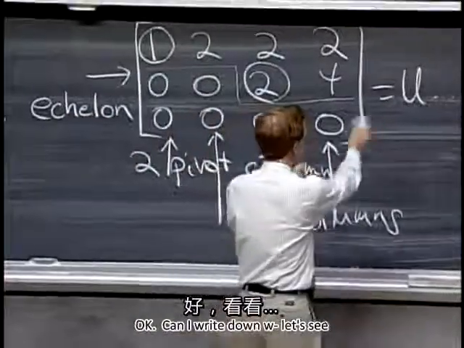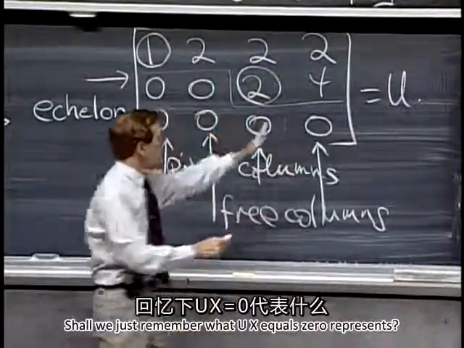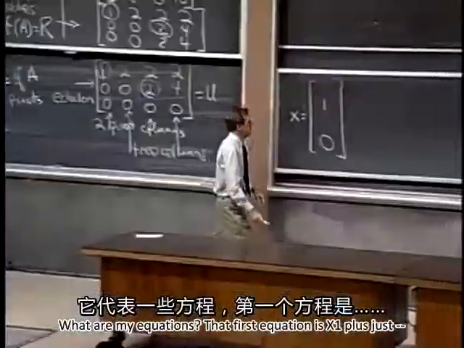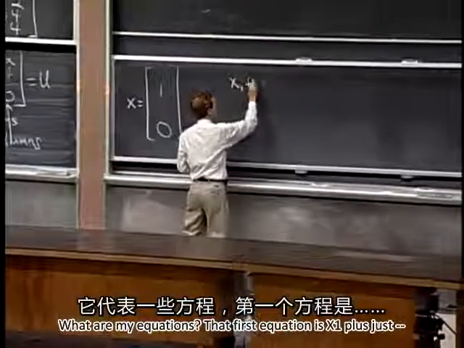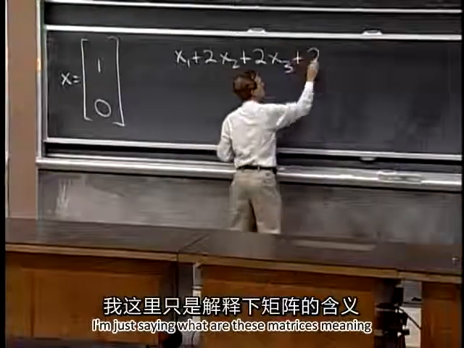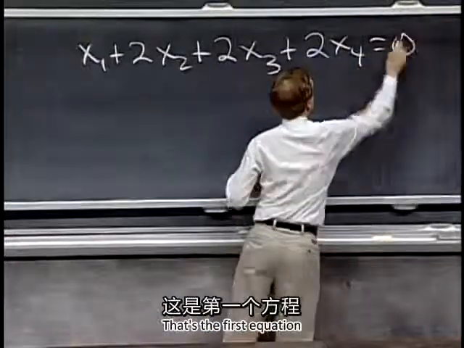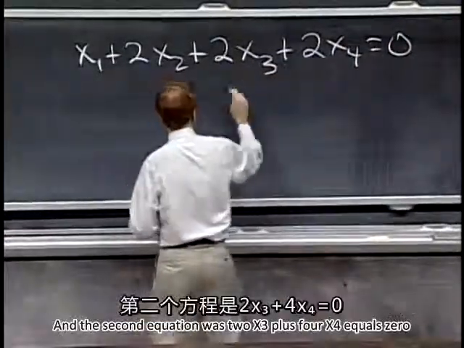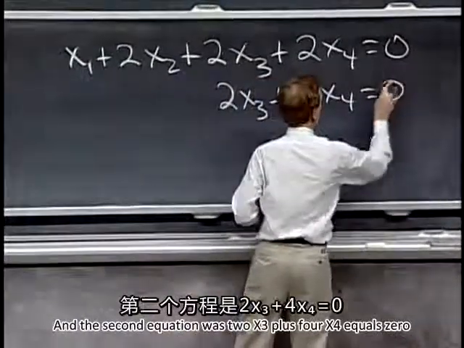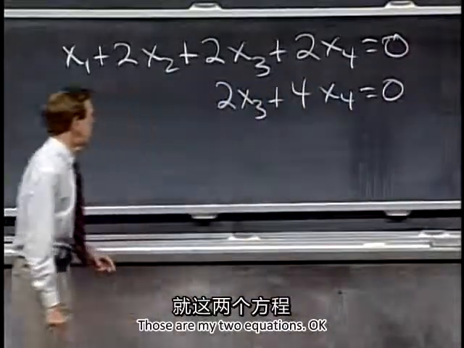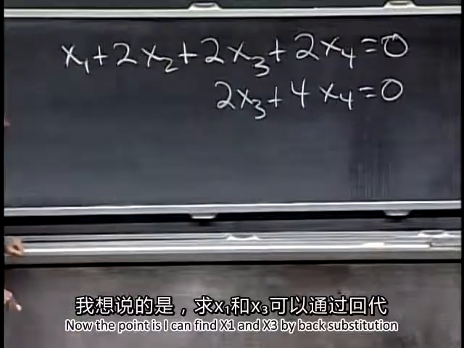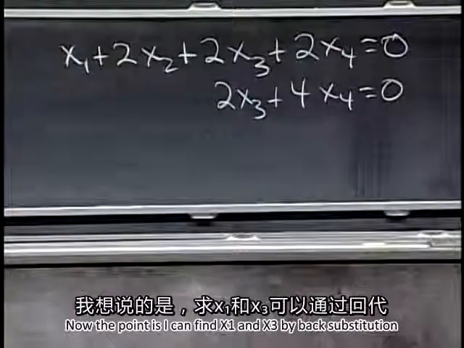Shall we just remember what Ux equals 0 represents? What are my equations? That first equation is x1 plus 2x2 equals 0, and the second equation was 2x3 plus 4x4 equals 0. Those are my two equations. Now the point is, I can find x1 and x3 by back substitution.